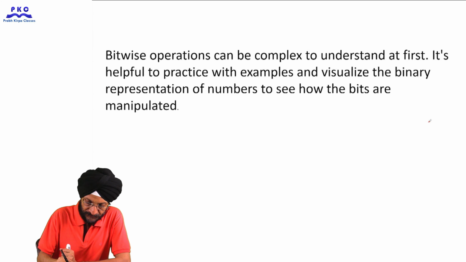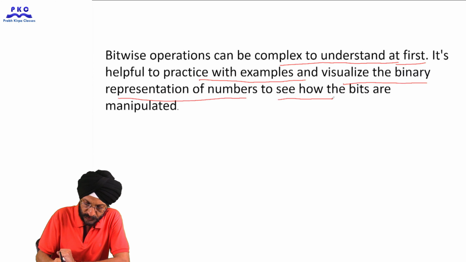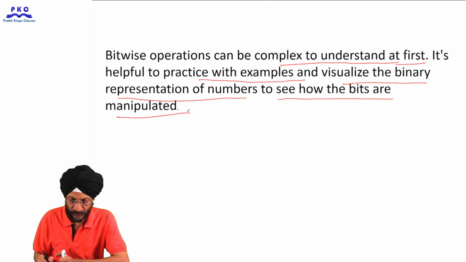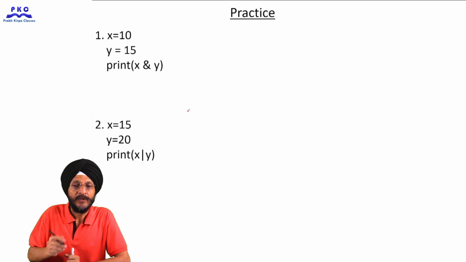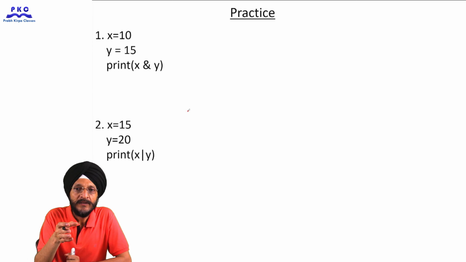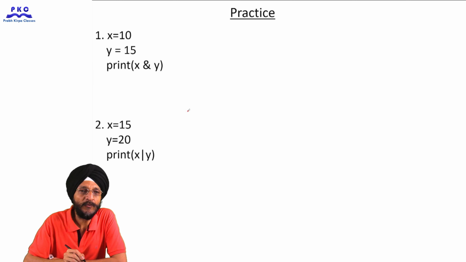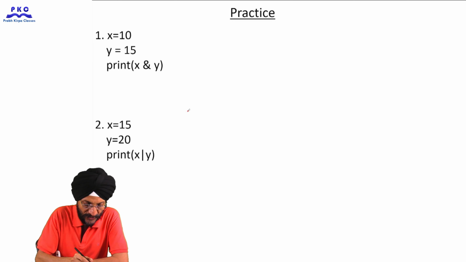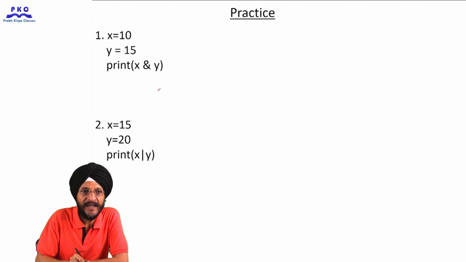Bitwise operations can be complex to understand at first. It is helpful to practice with examples and visualize the binary representation of the numbers to see how the bits are manipulated. So now we will do practice questions. You can solve them yourself. We will also solve them so that you can compare with your answers. So now what is given to us? X is equal to 10, Y is equal to 15. Print X bitwise and Y.